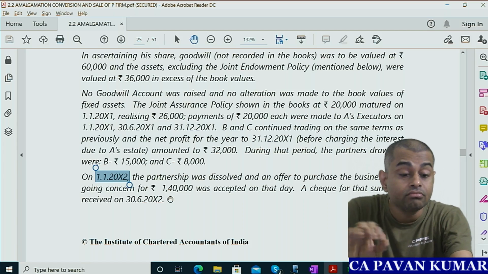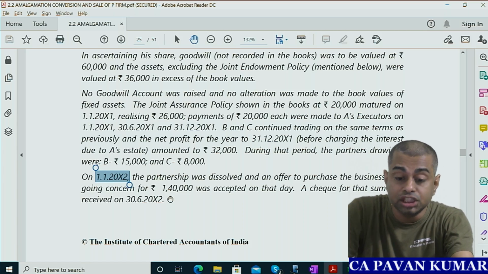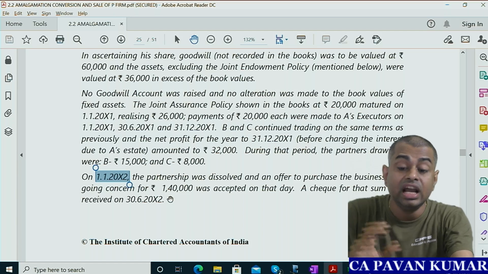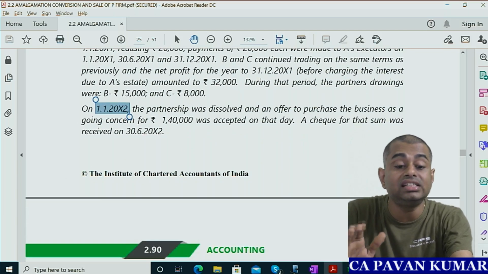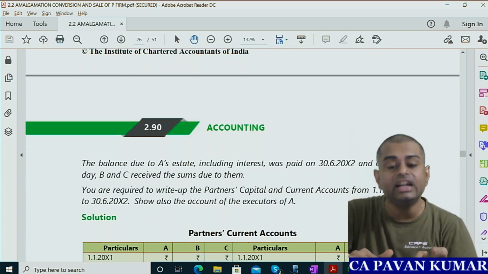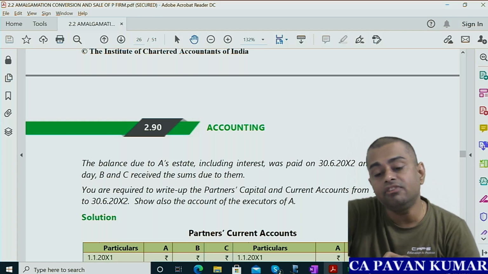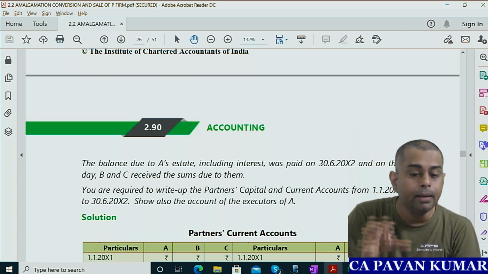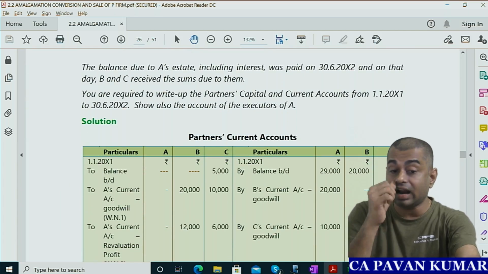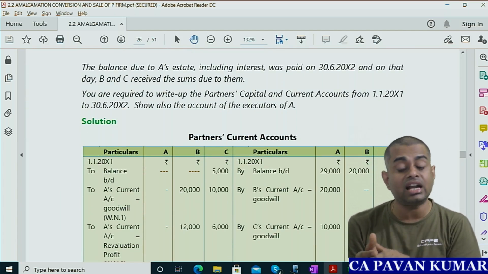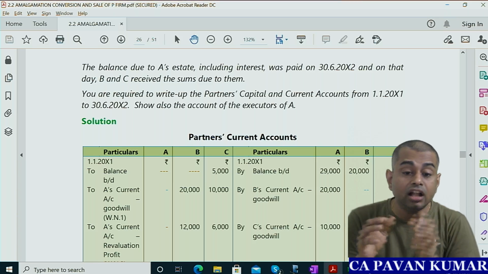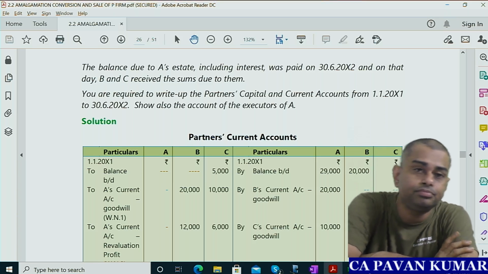Okay, so on 1/1/2012, the partnership was dissolved and an offer to purchase the business as a going concern for 1,40,000 was accepted on the day. A check for that sum was received on 30/6/2012. The balance due to A's estate, including interest, was paid on 30/6/2012. And on that day, B and C received the sums due to them. You are required to write up the partners' capital accounts and partners' current accounts from 1/1/2011 to 30/6/2012. Show also the account of the executors of A.